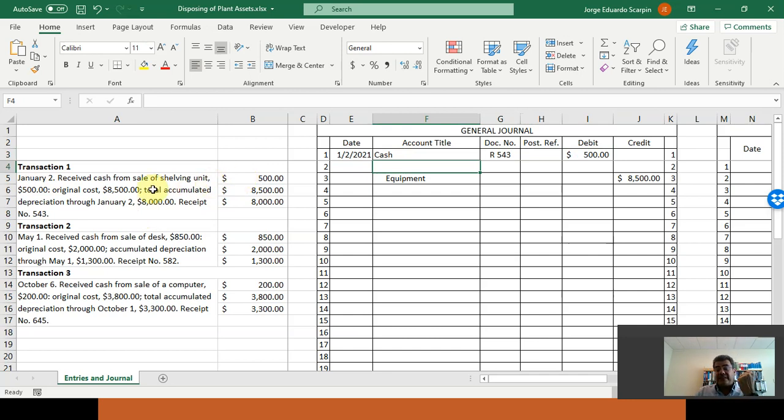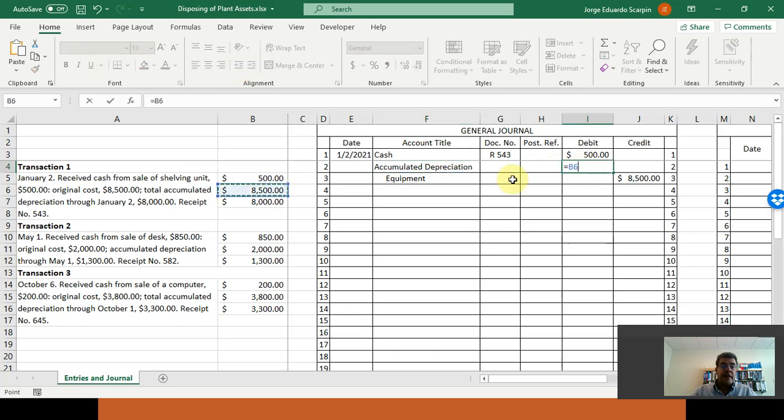If we don't have the asset anymore, we don't have the accumulated depreciation anymore. So we also need to close the accumulated depreciation. Accumulated depreciation is a contra asset account. So regularly it is a credit account. We need to close it. So we need to debit. So accumulated depreciation, and it's a debit. So let's move here. Debit $8,000.